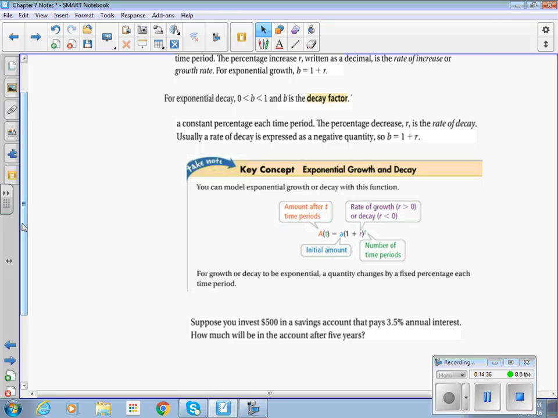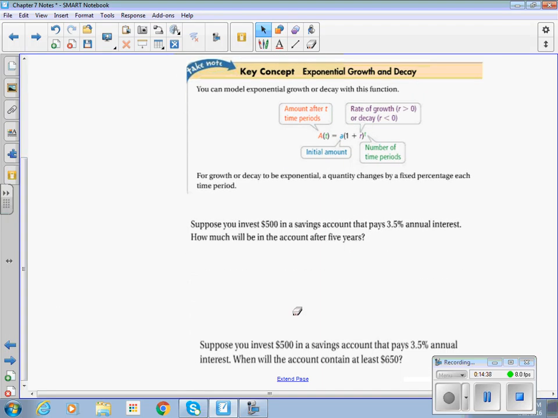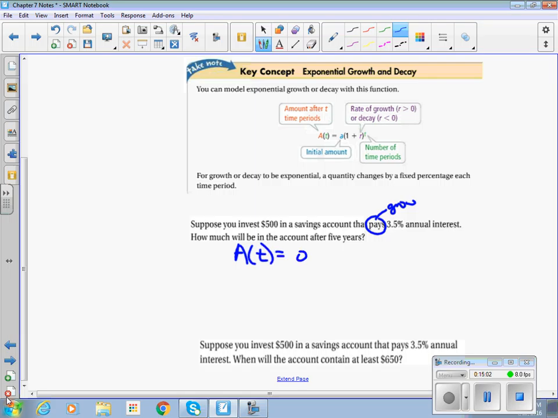So let's look at the money savings problem again. Suppose you invest $500 into a savings account that pays, so if you're getting paid, your money is going to grow, 3.5% annual interest. How much will the account be after 5 years? So we're going to take this function, and we're going to input our little pieces.